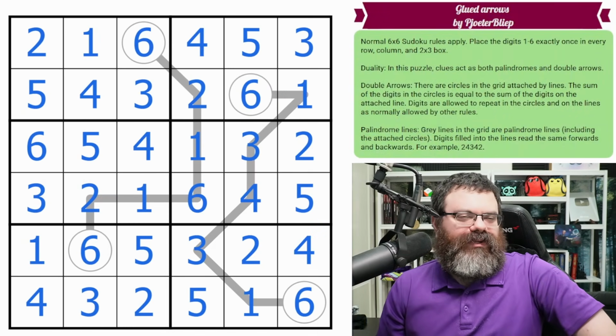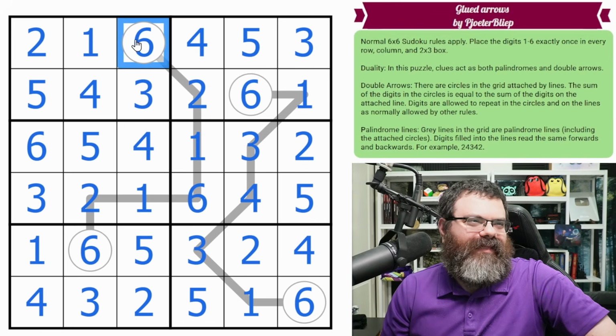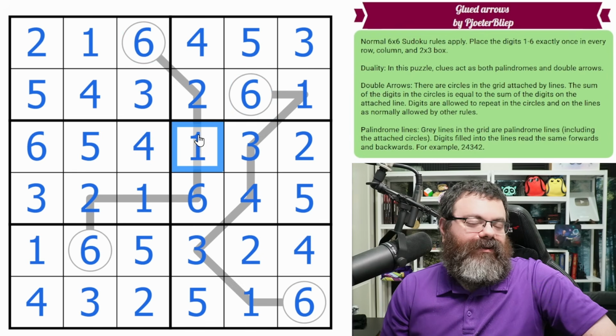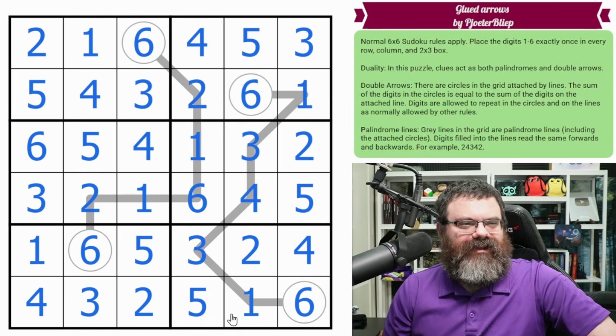All right, cool puzzle, PjoeterBliep. That was really interesting to think about. I think the key step was knowing that this had to go here, and then it couldn't go here. So we got them all as 6s, and then it kind of just resolved from there.